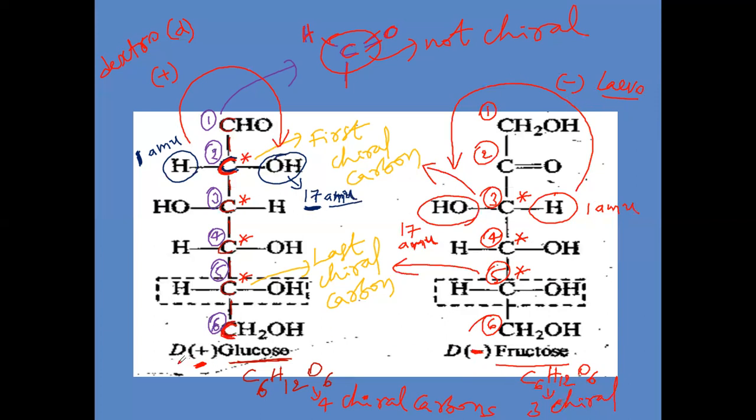Next. Now check here. Why is D there? Capital D, D glucose it is. Why is it D glucose? See the last chiral carbon, observe it. The last chiral carbon in glucose is the fifth atom. On the last chiral carbon, the OH group is on which side, right or left? The OH group is on the right side here. If the OH group is on the right side of the last chiral carbon, that will be called D configuration, capital D configuration.